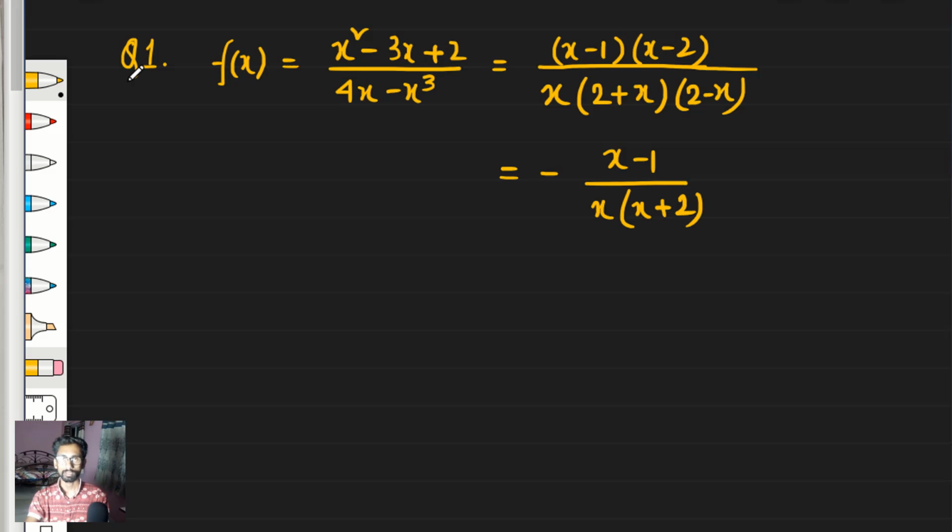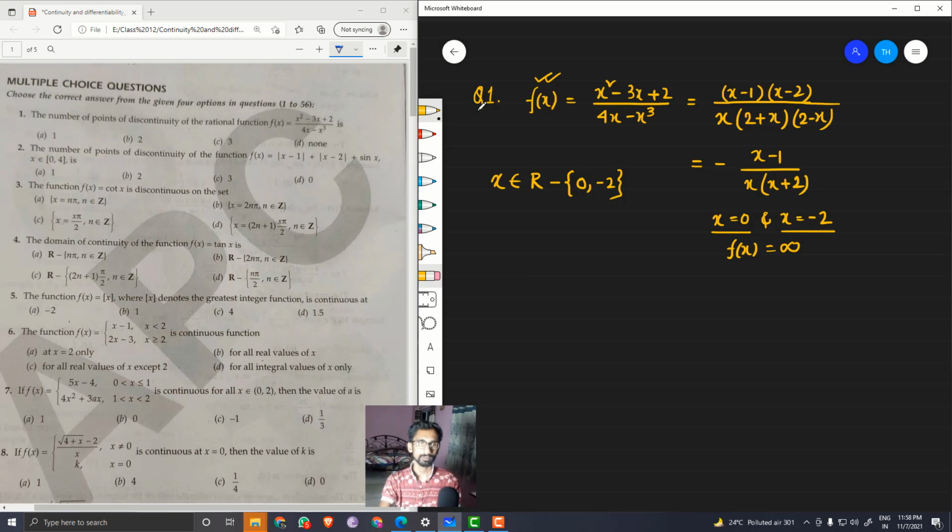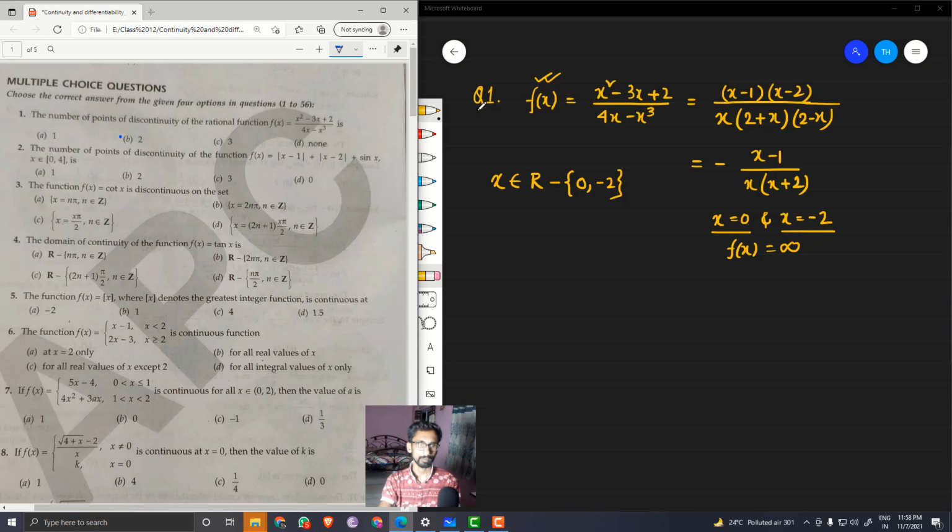Now from the denominator we can clearly decide that for x equals 0 and for x equals minus 2, the denominator is going to be 0. If the denominator is 0, then that means f(x) is undefined. So there are 2 points of discontinuity for the given function. For x belongs to R minus {0, minus 2}, the function is continuous. So for this question the answer is option B, that is there are 2 points of discontinuity.